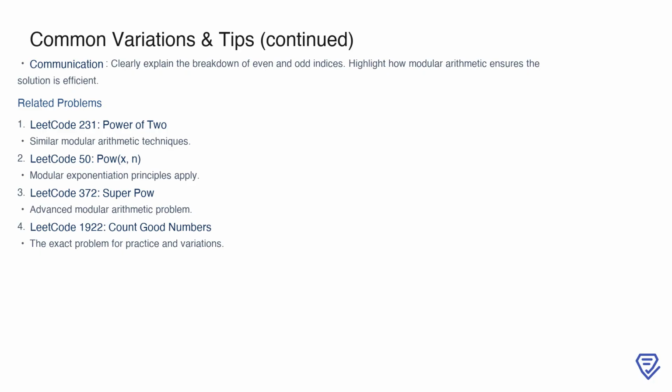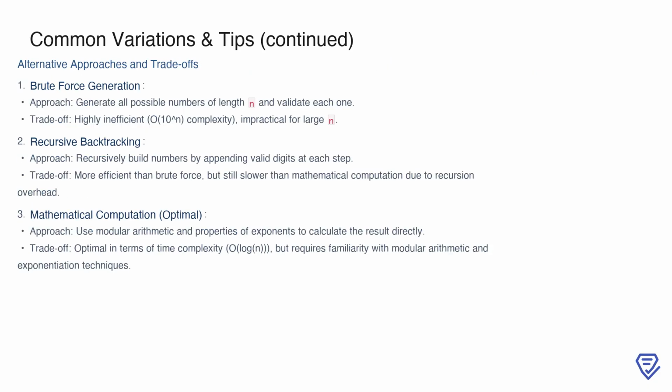reinforcing the concepts discussed. Finally, let's discuss alternative approaches and the trade-offs involved. The brute force method involves generating all possible numbers of length n and validating them one by one. While simple to understand, this approach is computationally prohibitive with a complexity of 10 to the power of n, making it impractical for large n.